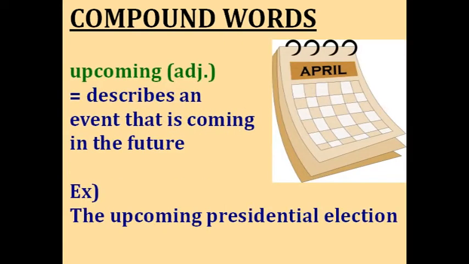Upcoming. This word is used to describe an event that is coming up in the future. For example, if a presidential election will be held next month, you could call it the upcoming election to make it clear that you're talking about the one in the future and not the one in the past.